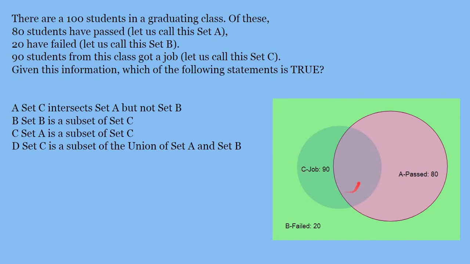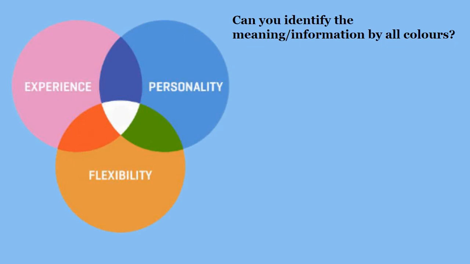So here we can see this is a subset of what? Union of these two sets. So here there is an option B. Set C is a subset of the union of set A and set B. This was also a question which was quite easy. Okay, so the next question will be based upon 3 Venn diagrams. Can you identify the meaning or the information given by all the colors? Yes, it is quite easy, but it is not that easy.